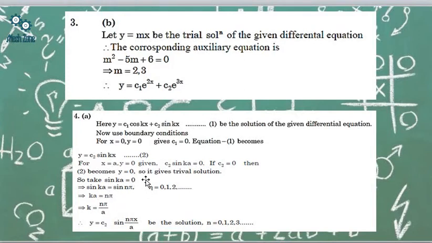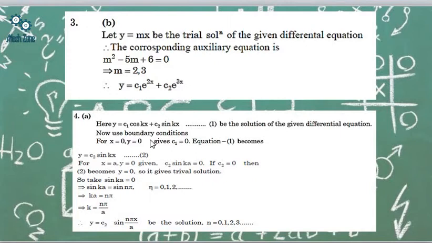Now sin KA is equal to 0 and we know that sine is 0 at the multiples of pi. So sine would be 0 at 0, pi, 2 pi and 3 pi and so on. So sin KA would be equal to sin n pi, and KA would be equal to n pi such that K is equal to n pi by A. Okay, so we will keep the value of K in this equation number 2 and we will find that y is equal to C2 sin n pi x upon A will be the solution for the corresponding equation.